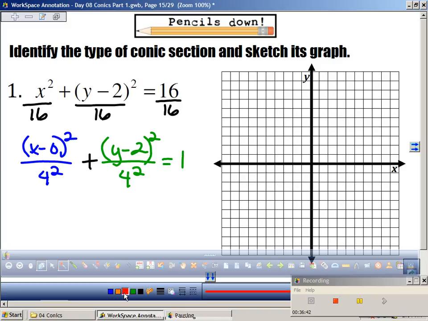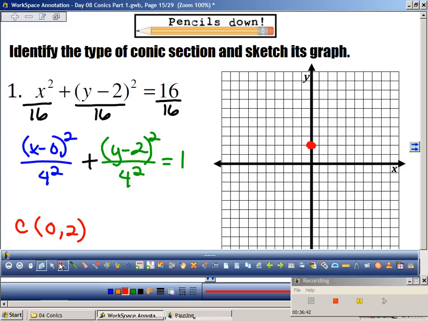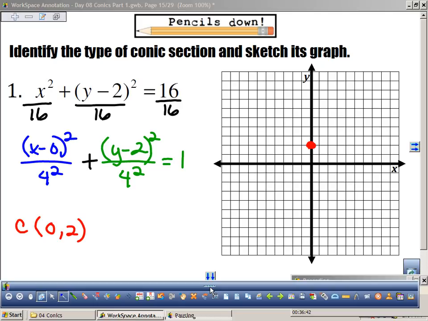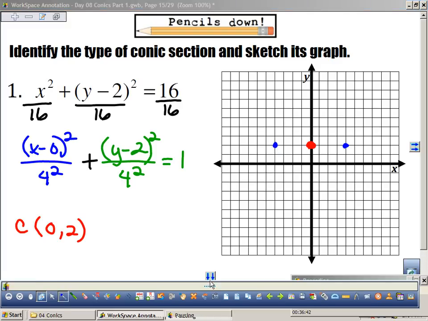Now this is where this comes into play. So my center of my conic is going to be 0, 2, because this is my horizontal shift and this is my vertical shift. So I'll be at 0 and I'm going to go up 2. Then I say to myself, how far out am I going on the x-axis? I'm going out 4 from my center, 1, 2, 3, 4, and this way 4, 1, 2, 3, 4.